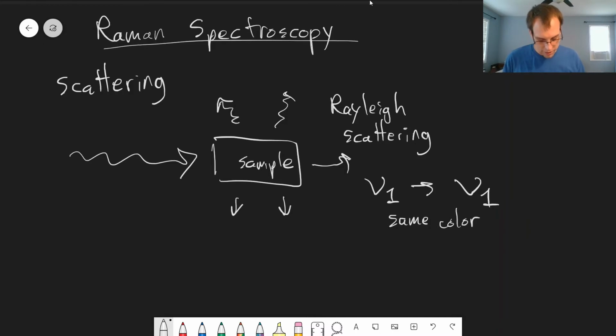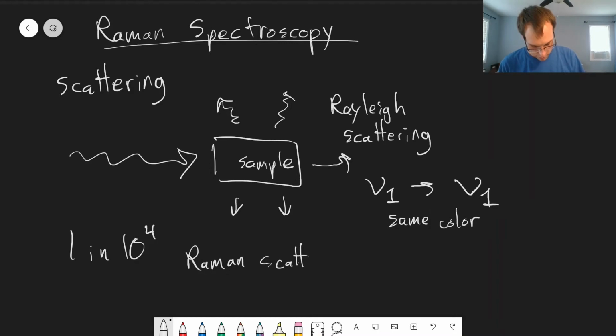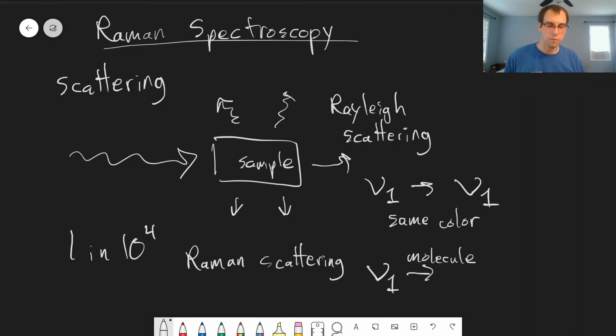What we're interested in, though, instead is that the vast majority of the light that's scattered does this. But about 1 in every 10,000 molecules, 1 in 10 to the fourth, changes energy. And this is known as Raman scattering. So after hitting a molecule, a new photon comes in, it hits a molecule, and the molecule exchanges energy with the photon. And we get a different color of light that comes out. So it'd be like sending in your green laser, but you see blue light come out, or probably more likely you'd see red light come out.